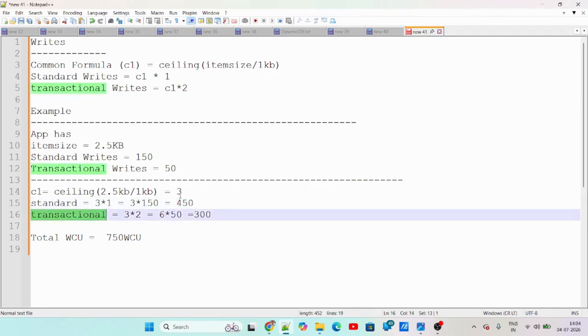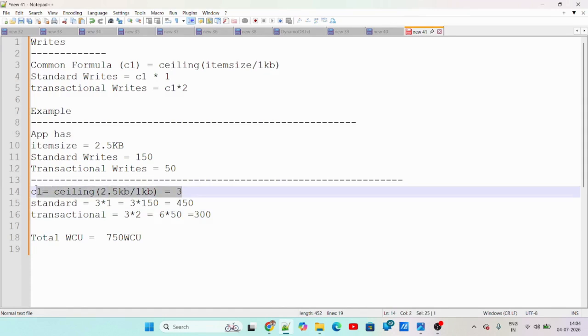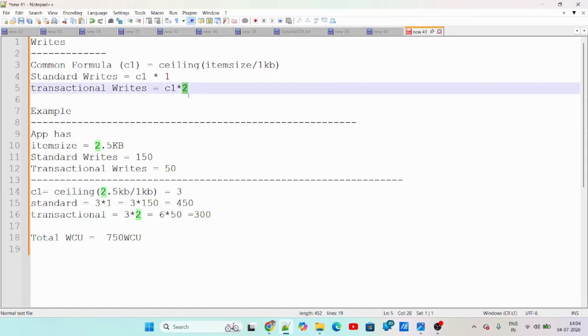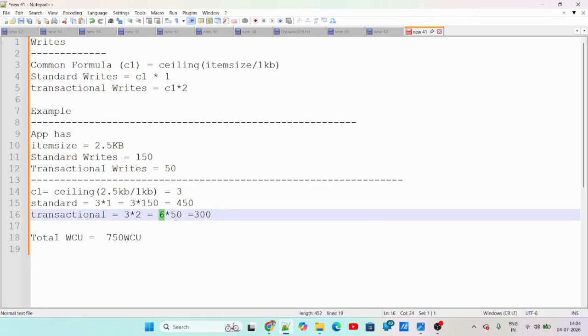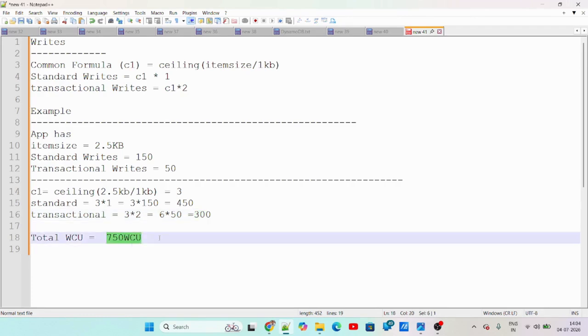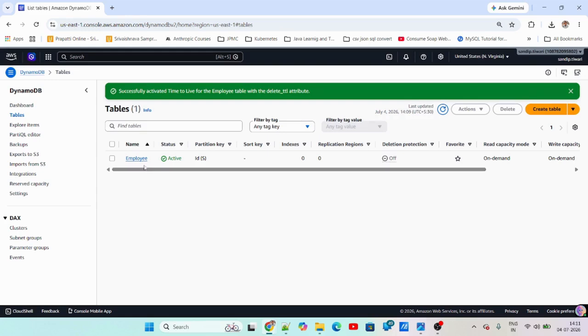And in case of transactions, it is 3 into 2 is 6. So 3 came from C1 and 2 is the factor. So 3 into 2 is 6. And then we have 50 transaction writes, so 300. So the total is 750 WCU. So just keep this formula in mind. Now, how can we define the provision capacity mode?